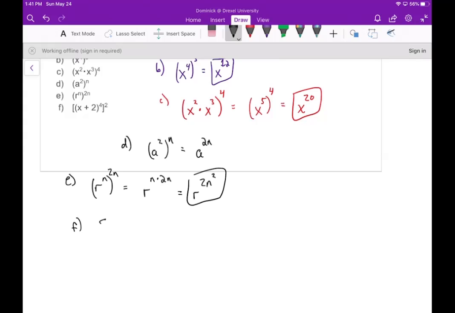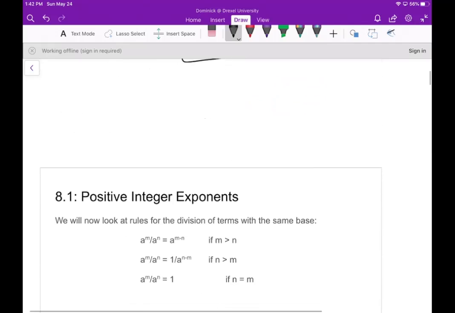And then finally, in part F, we have the expression x plus 2 raised to the 4th, all squared. Rather than distributing everything out in that 4th power, we're just going to simplify this by multiplying those exponents, and this will become x plus 2 all to the 8th. Those are a couple examples of what happens when you multiply two numbers with the same base, and what happens if you take an expression that's raised to an exponent and raise that to another exponent.